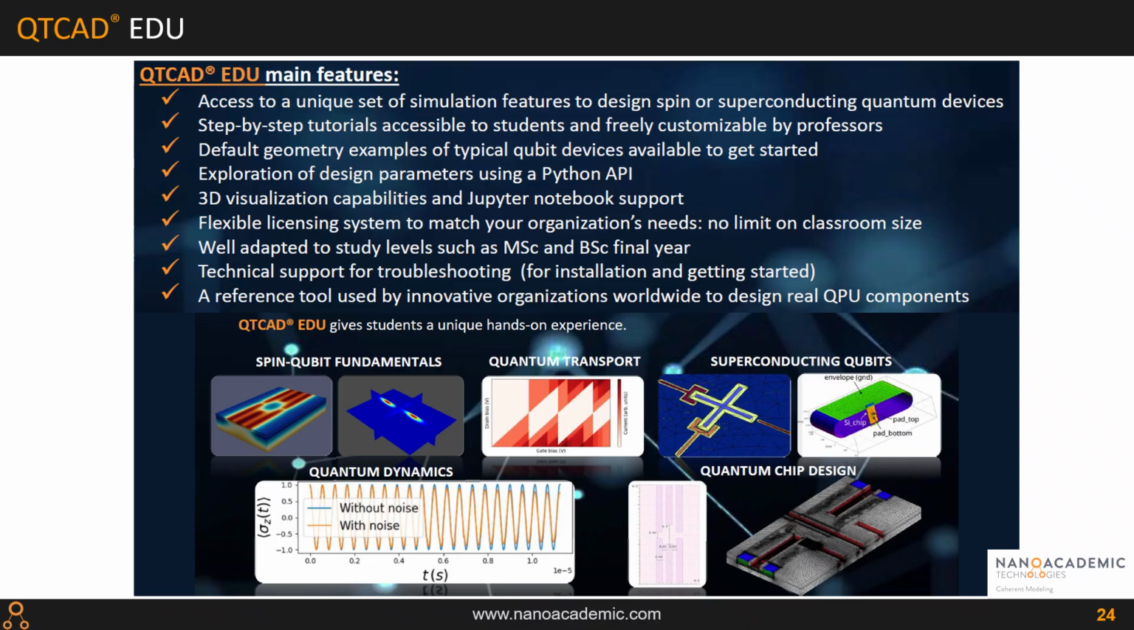Why QTCAD EDU can play an important role here is that engineers are typically very accustomed to using CAD or TCAD software in their work, and QTCAD EDU enables putting professional grade quantum TCAD software into the hands of engineers while they are being trained in universities. And so QTCAD EDU is a licensing scheme that is especially adapted to classroom usage of QTCAD in context of professors teaching quantum hardware classes to students at master's degree or advanced bachelor's degree courses.